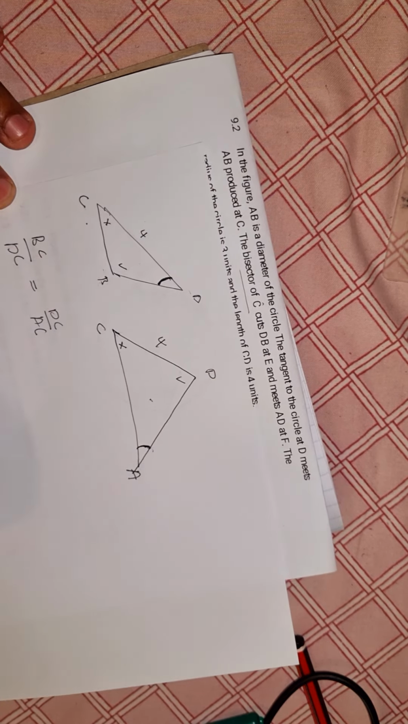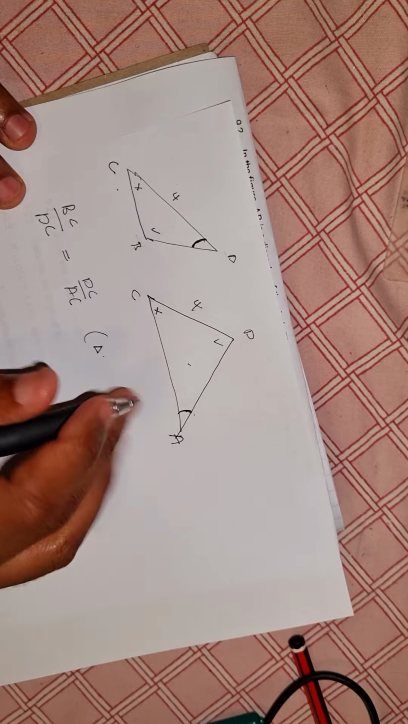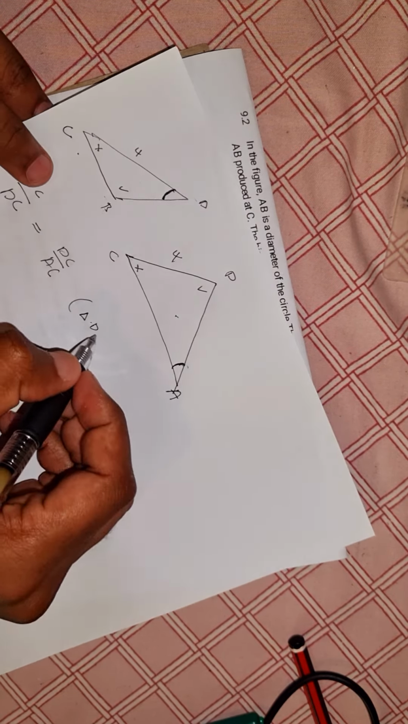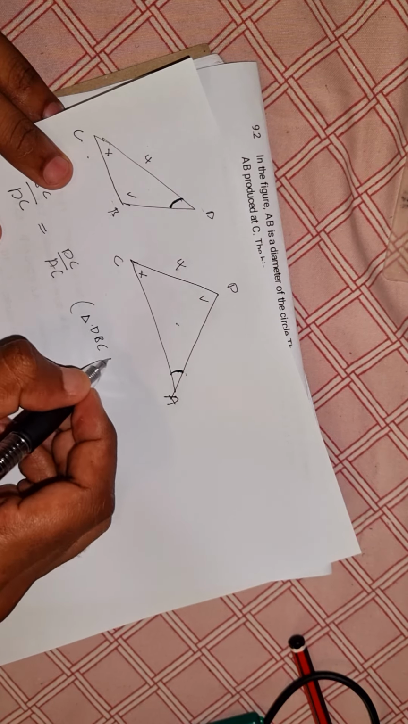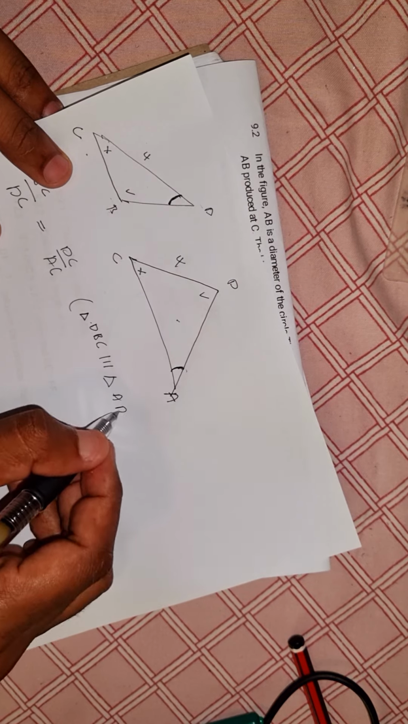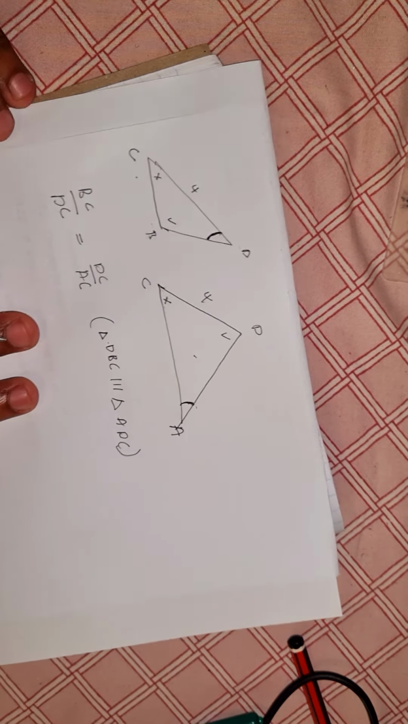So now why did I use this proportion? Because triangle DBC is similar to triangle ADC. That's why I use this proportion. Okay, now let us substitute.